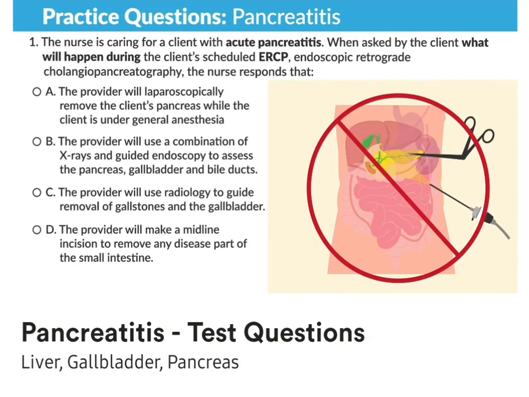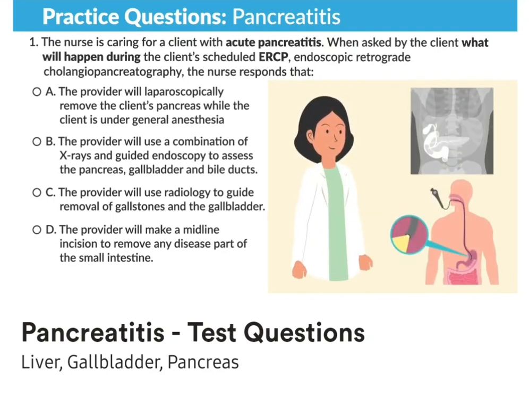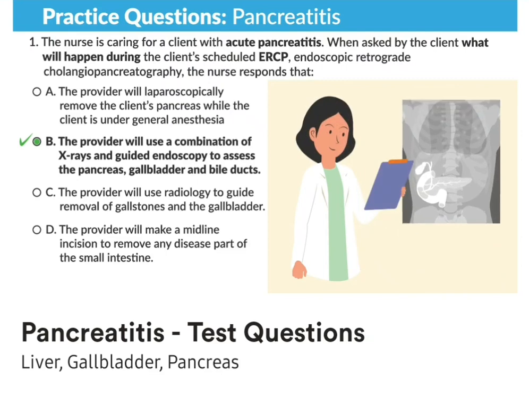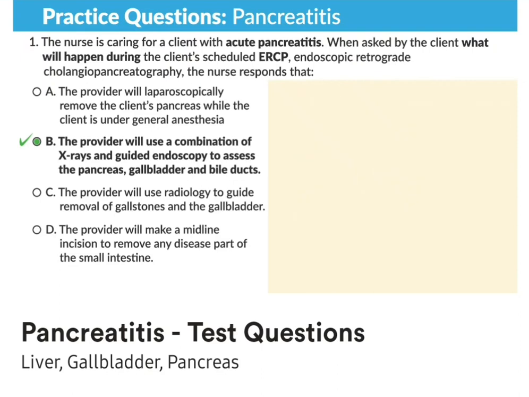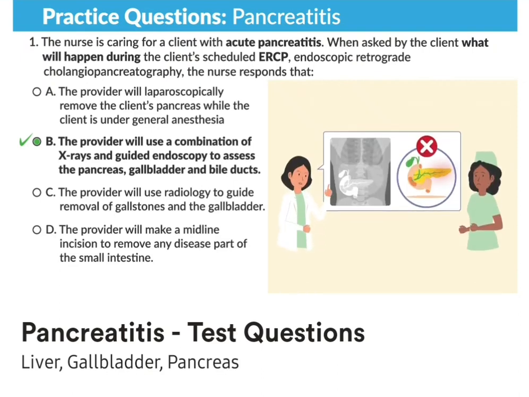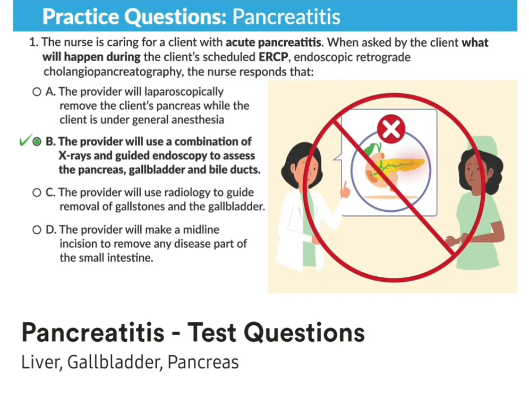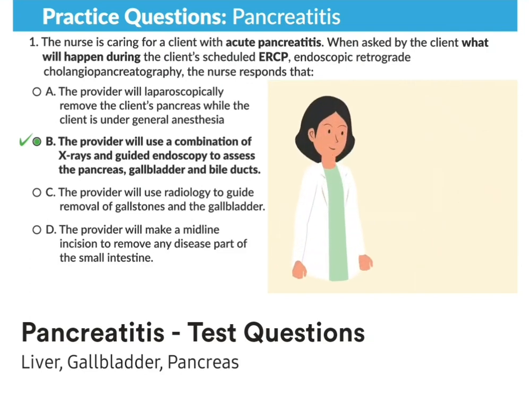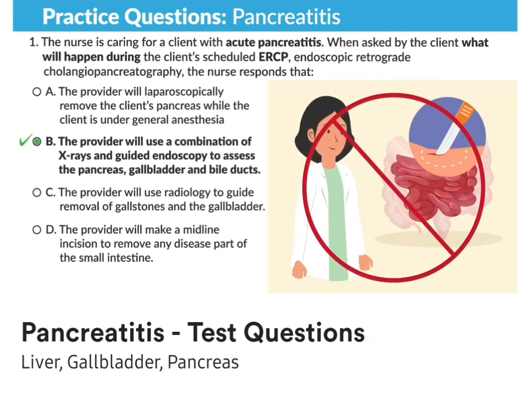Laparoscopically means surgery. Now option B, the provider will be using a combination of X-ray and guided endoscopy to assess the pancreas, gallbladder, and bile ducts. Yes, this is a guided scope into the pancreas, gallbladder, and bile ducts. Now, option C is incorrect. The provider will be using radiology to guide the removal of gallstones and the gallbladder. No, once again, no removal of gallbladder, we're only assessing here. And option D is also incorrect. The provider will be making a midline incision to remove any diseased part of the small intestine. No incision here and no surgical cuts here.